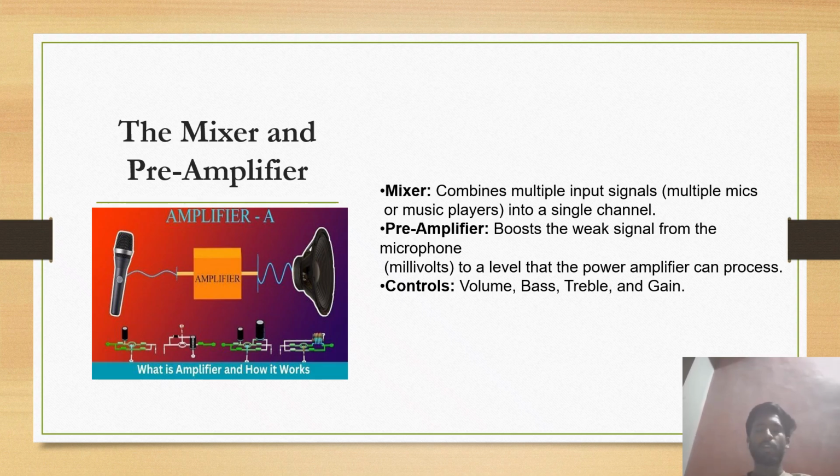The signal coming from the microphone is very weak, usually only a few millivolts. If we send this directly to the big speaker, we would hear nothing but noise. The preamplifier brings this up to a line level. The mixer allows us to balance different inputs that we can put into a single channel. For example, if you have background music and a speaker talking, the mixer ensures that the music does not drown out the voice. These are the workings of the mixer and the preamplifier.